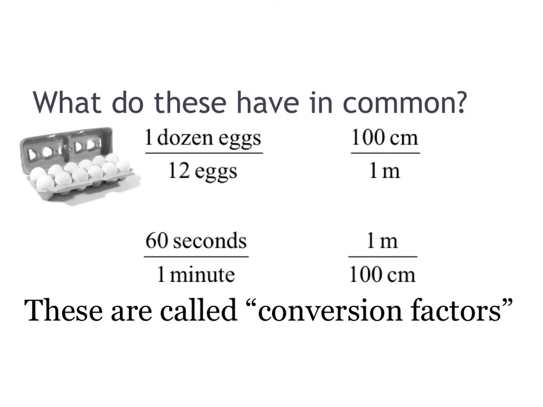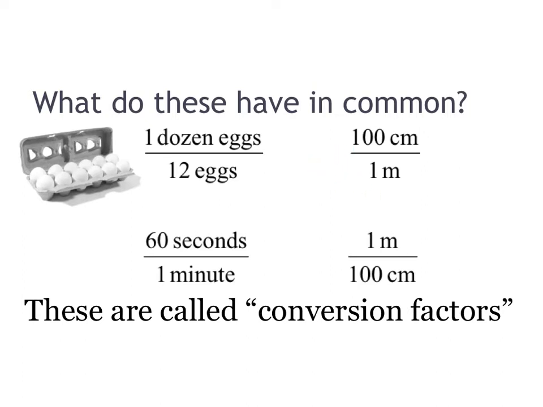So I asked this question, what do these have in common? I have 1 dozen eggs over 12 eggs, 1 centimeter over 1 meter, 60 seconds over 1 minute, and 1 minute over 100 centimeters. So these are called conversion factors. These are all equal to each other. So 1 dozen eggs is the same thing as 12 eggs. 100 centimeters is the same thing as 1 meter. They're all equivalent to each other.